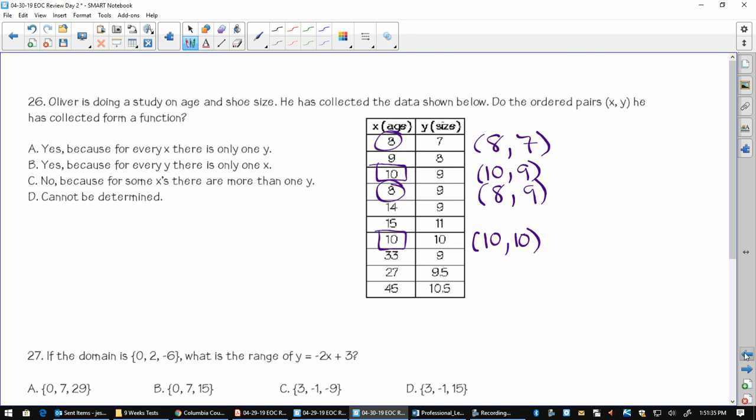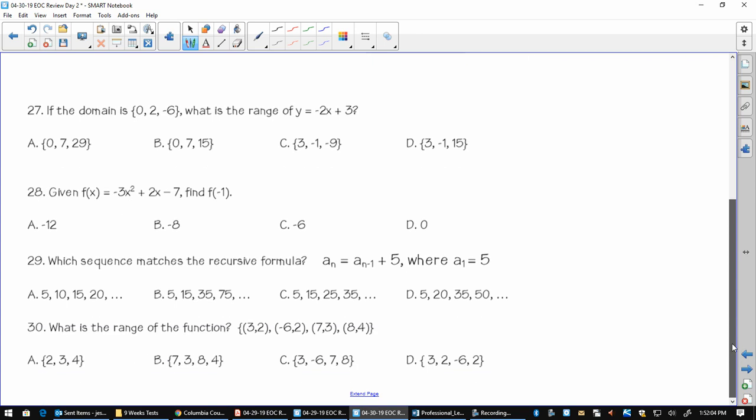It doesn't matter when y values repeat. It doesn't matter that there's 1, 2, 3, 4 y values that are 9. That entire y value column could be 9. What matters is if an x value repeats. So it is no because for some x's there are more than one y. Be careful when you're picking answers like that because they could have had another one that said no because for some y's there's more than one x. The rule is if an x value repeats, that is not a function.